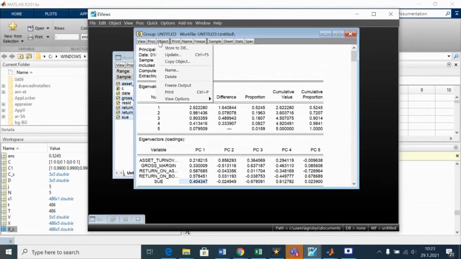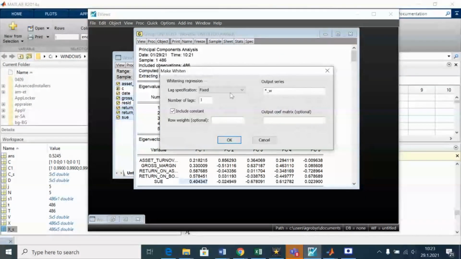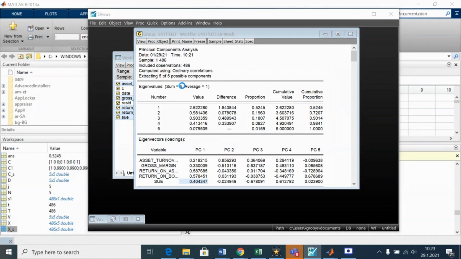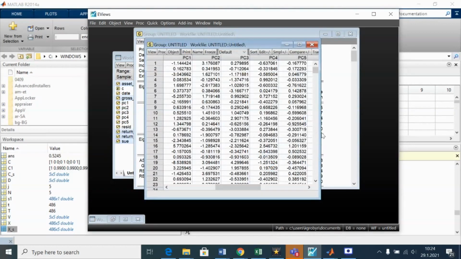So what we can do next is make principal components. This gives us the eigenvectors. Sorry, once again, we go on Proc, Make Principal Components. We have to give some names to the series. If we denote them PC1, which gives us the corresponding time series for the first principal component, PC2, PC3, PC4, PC5, now we get all 5 time series: the first eigenvector, the second, third, fourth, and fifth. And push the OK button, and then this is what we get.